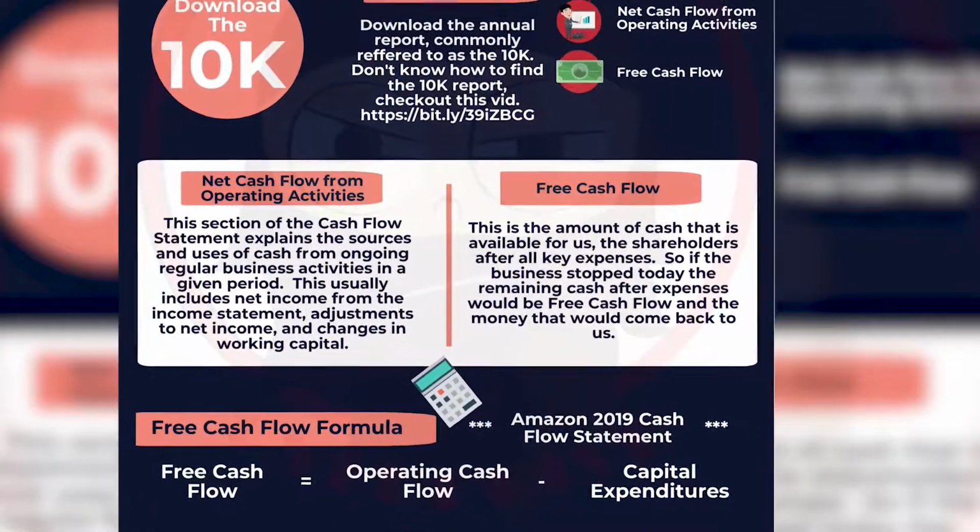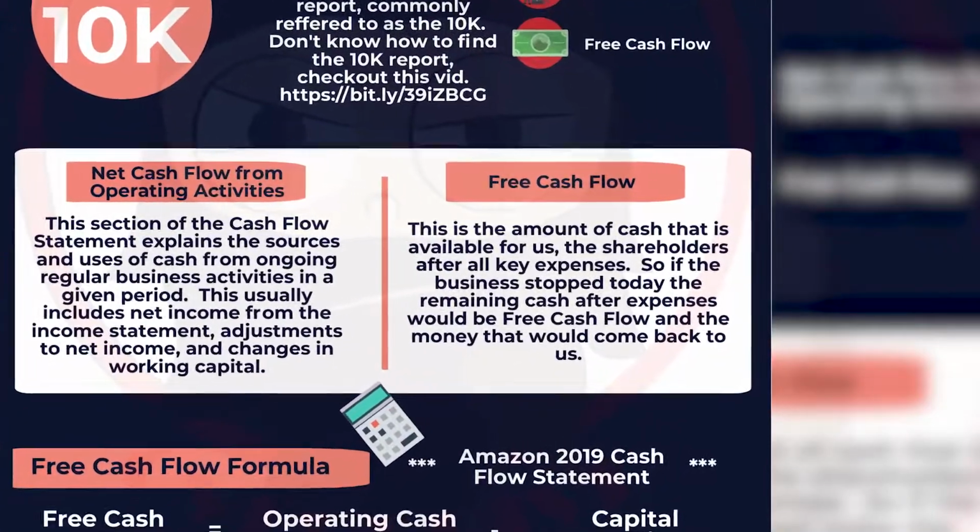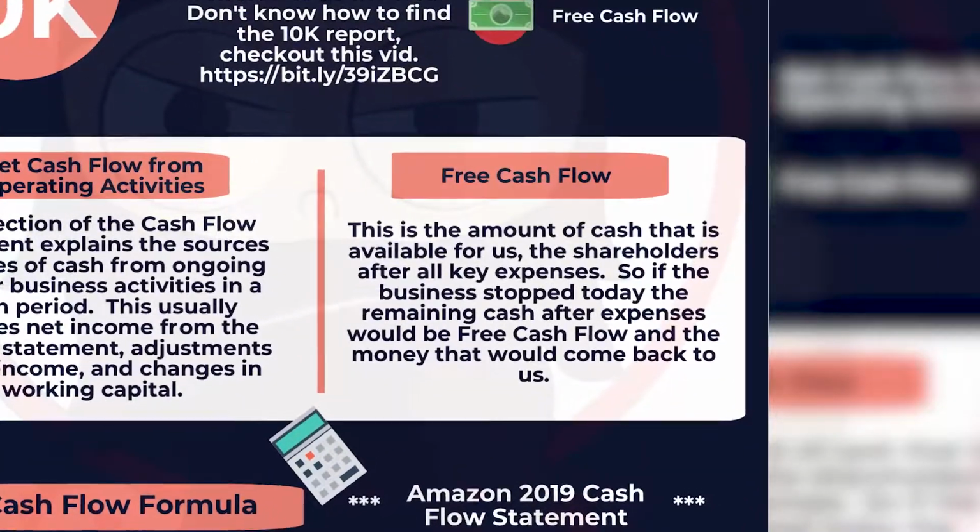The next area we want to look at is free cash flow. This is the amount of cash that is available for us, the shareholders, after all key expenses. So if the business stopped today, the remaining cash after expenses would be free cash flow and the money that would come back to us.